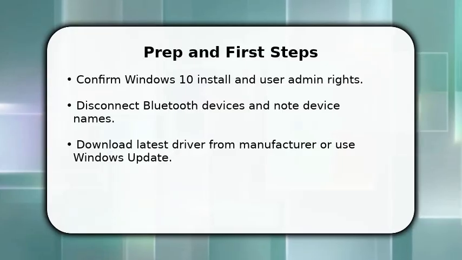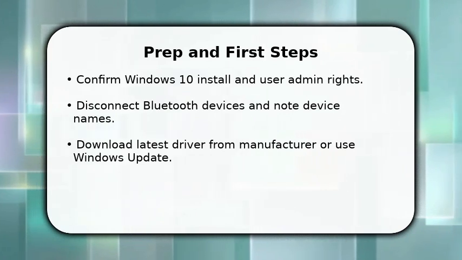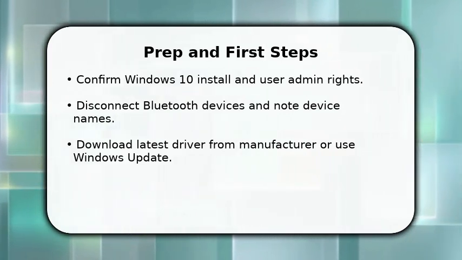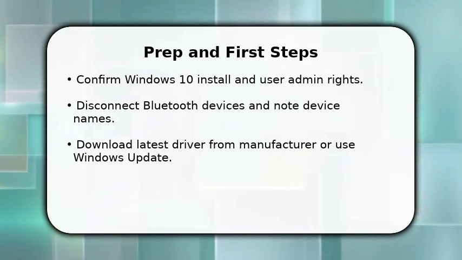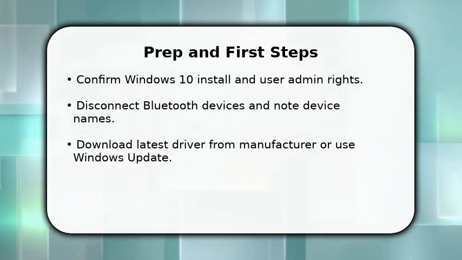Enjoy the video. You start by confirming you have administrator access and the correct Windows 10 build. This lets you install drivers without permission errors. Once done, disconnect all Bluetooth peripherals and write down their names so Windows can repair cleanly.